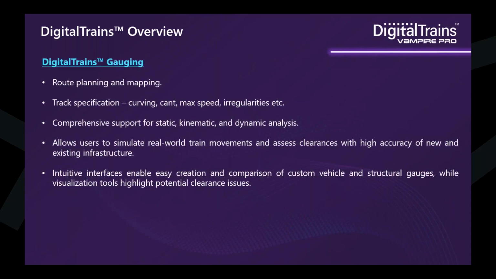So looking at gauging analysis, Digital Trains stands out with comprehensive tools for static, kinematic and dynamic simulations. What this means for the user is accurate clearance assessments supported by intuitive tools that let them easily create and compare vehicle and structural profiles for new or existing projects. The built-in visualization tools make potential clearance issues easy to spot and easy to resolve early in the design process.